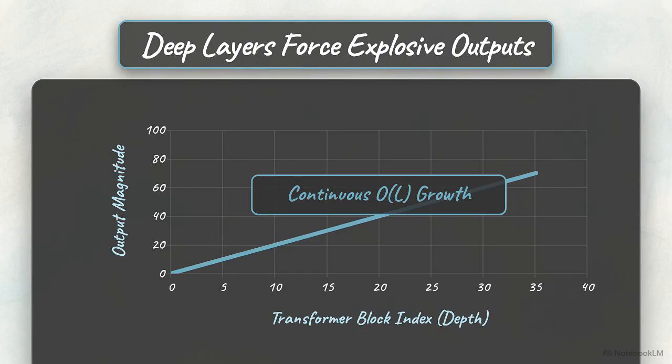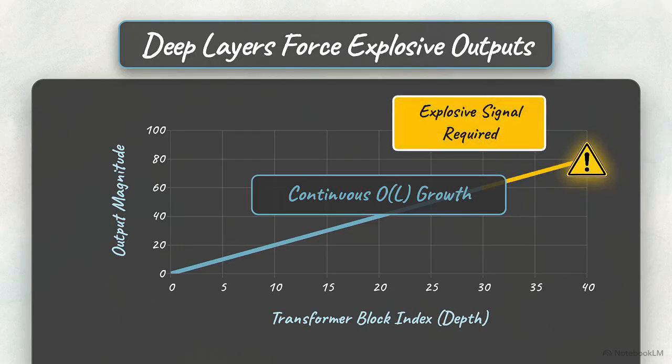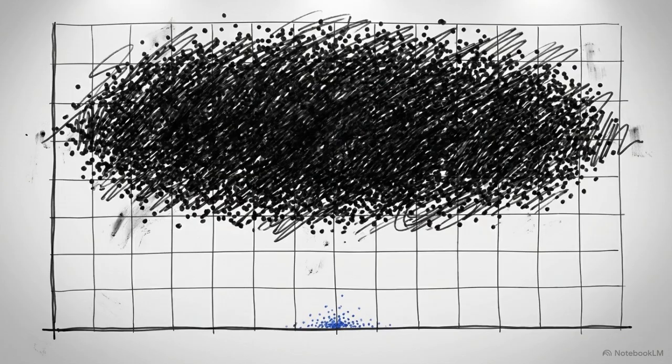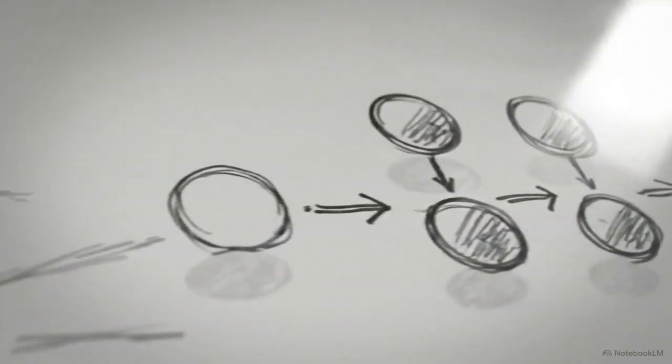To have any mathematical influence over this massive accumulated residual stream, deeper layers are forced to learn increasingly explosive output values just to register a signal. Conversely, the precise details formulated by the earliest layers become completely buried, diluted by the sheer volume of the accumulated state above them. We have seen this exact architectural bottleneck before.